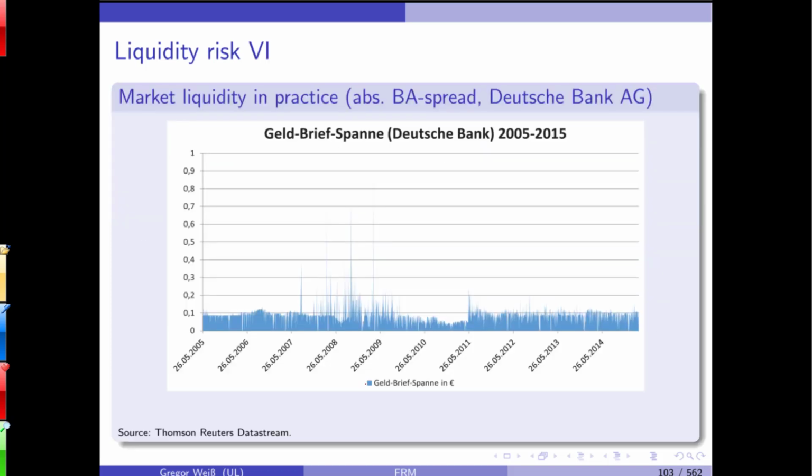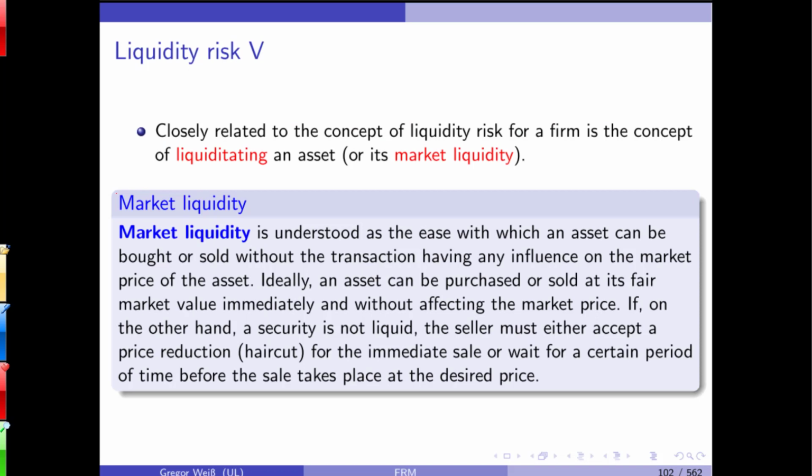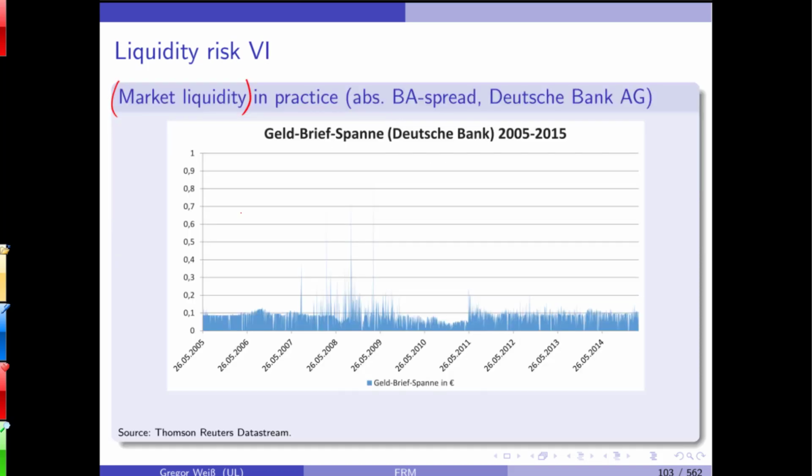And market liquidity can be seen here in practice. I have to be careful here. Put this in brackets, actually. This is rather the individual liquidity. Market liquidity is the liquidity, the average liquidity of the whole market. What you can see here is the absolute bid-ask spread of the stock of Deutsche Bank from 2005 to 2014.